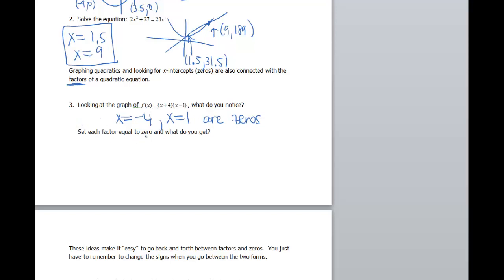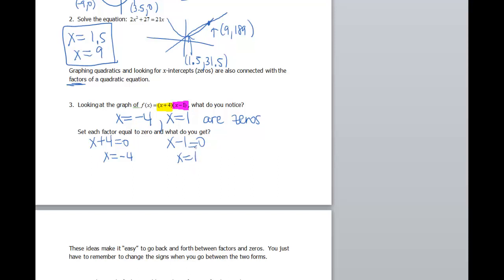Now I say set each factor equal to 0. What do you get? So my first factor here is x plus 4. Let me highlight that one. My second factor is x minus 1. And you notice I didn't multiply these out, I just left them alone. So x plus 4 equals 0 gives me x equals negative 4, interesting. x minus 1 equals 0, when I move that 1 over, gives me x equals 1.